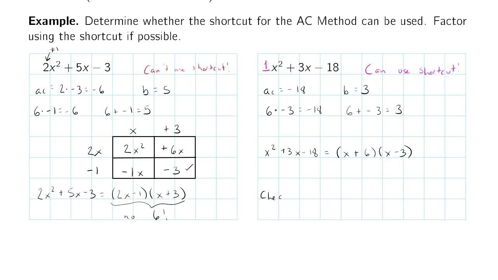And we can check that that really works. x plus 6 times x minus 3 is x squared minus 3x plus 6x minus 18. Combining the like terms, that's x squared plus 3x minus 18, which is what we wanted. So with leading coefficient 1, we can use this shortcut. With a leading coefficient something other than 1, we need to use the full AC method.